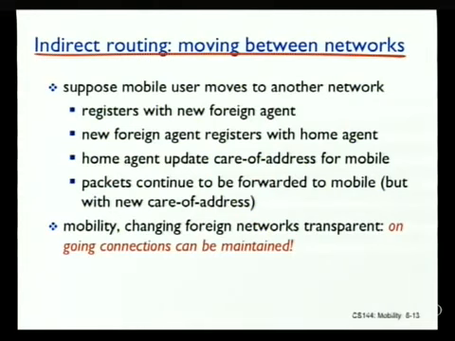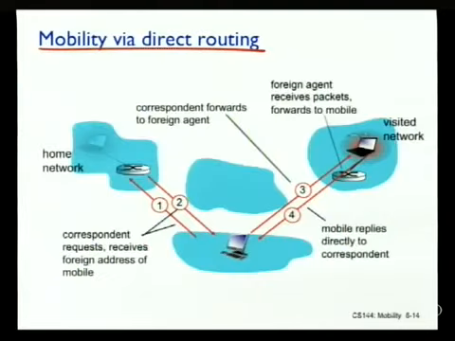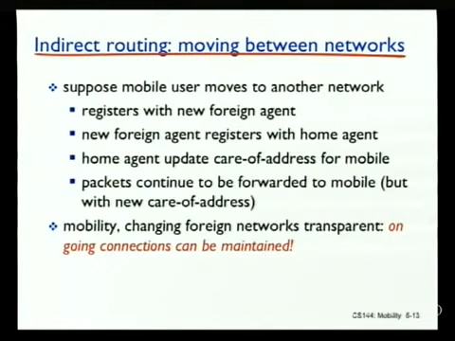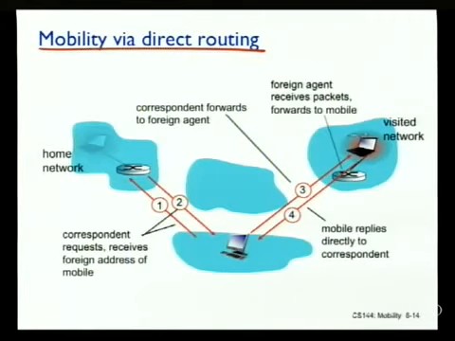So packets continue to be forwarded to me with my new care of address. This was the case that I moved. Mobility, changing foreign networks, is transparent. Ongoing connections can be maintained, maybe with some dropped packets, but with a best effort service model and TCP for reliability, those packets eventually get to me, as long as it's not too many. So that was indirect routing.